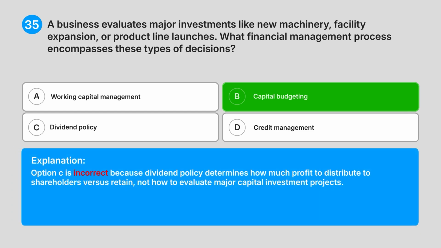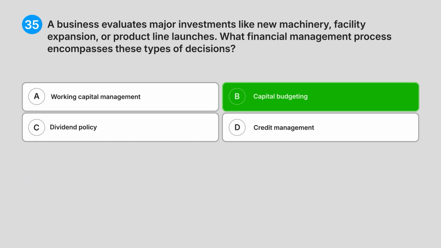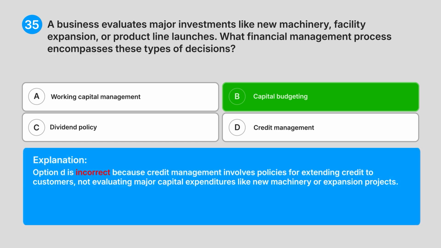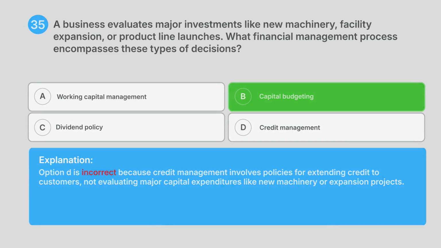Option C is incorrect because dividend policy determines how much profit to distribute to shareholders versus retain, not how to evaluate major capital investment projects. Option D is incorrect because credit management involves policies for extending credit to customers, not evaluating major capital expenditures like new machinery or expansion projects.